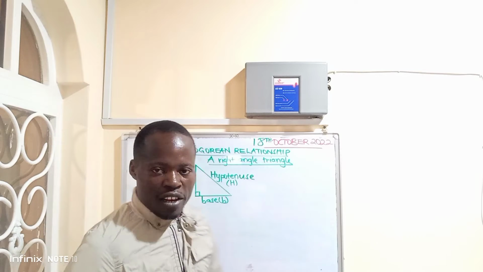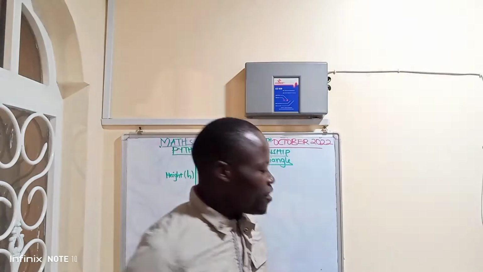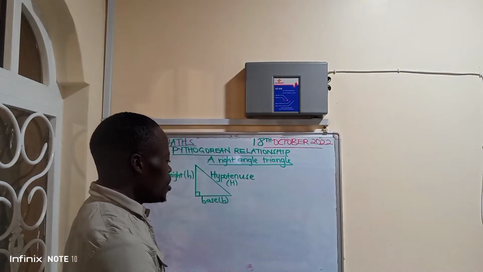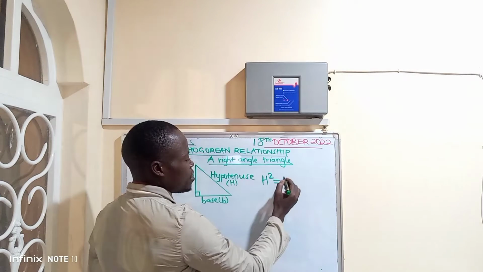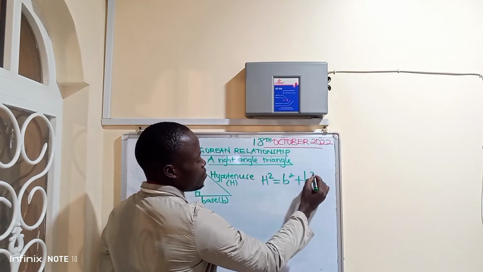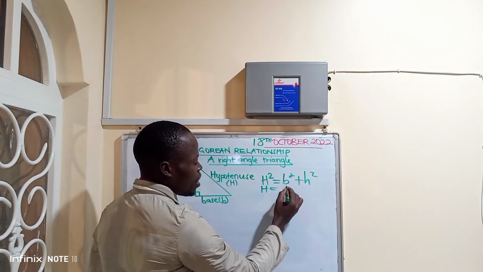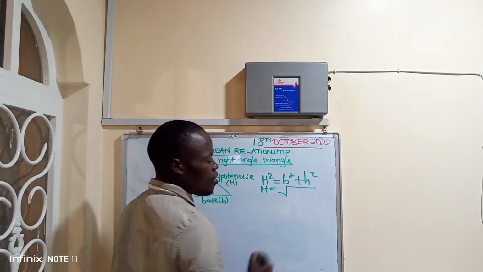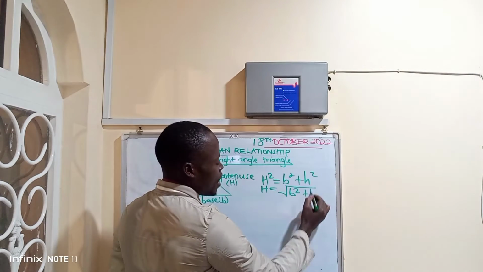He tried to explain the following. He said that when you take hypotenuse squared, it should give you the square of the base added to the square of the height. That means to get hypotenuse alone, you are supposed to get the square root of the base square plus the height square.